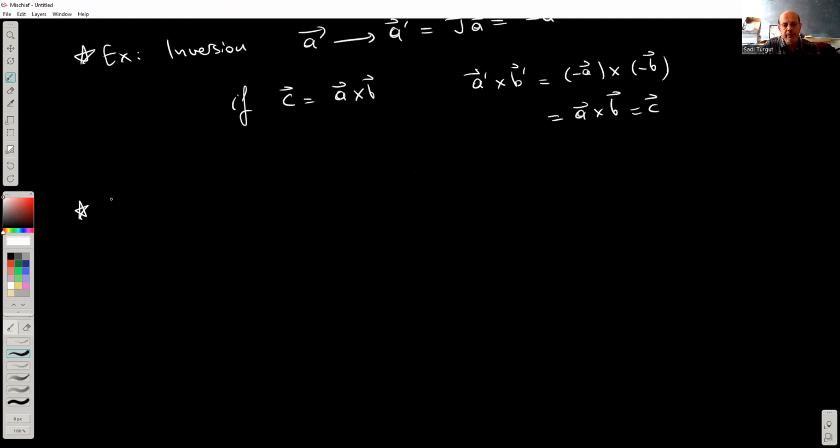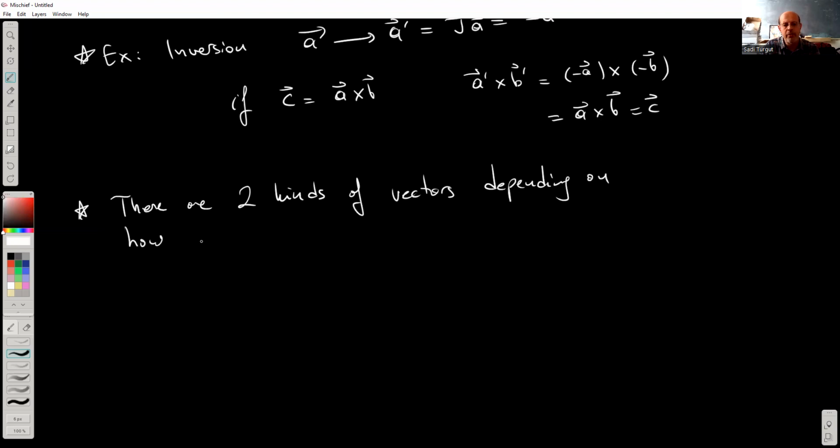Right? So basically, we say that there are two kinds of vectors depending on how they transform under inversion. So let's just state this for inversion specifically, and then I'm going to write down how they transform actually under arbitrary rotation in the orthogonal group, right? But I'm just going to specifically talk about the inversion here.